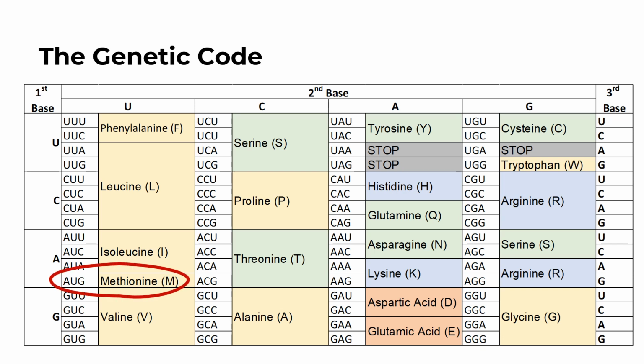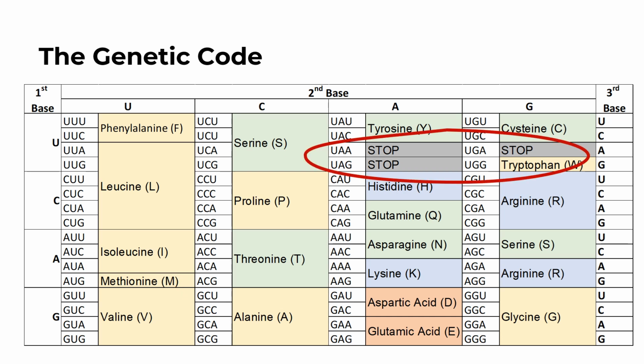AUG encodes the amino acid methionine and is also the start codon. All protein synthesis starts with AUG. There are 3 different codons that signal the end of translation: UAA, UAG, and UGA. These are our stop codons. The other 61 different codons correspond to each of the amino acids.